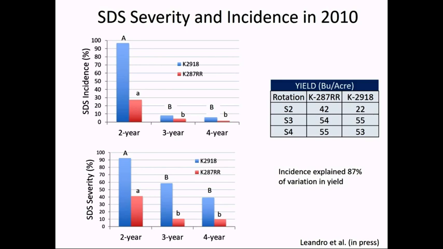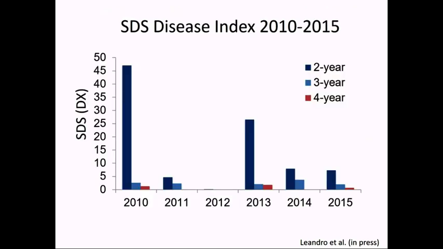So we continued to collect data over the years, and this is a summary of the 6 years of data that we have. And this is disease index, so it's a combination of severity and incidence, and combined for the 2 varieties. But again, we see very similar trends every year. They are significantly different here and here. These 2 years were very dry, so we saw a little bit of SDS, but not enough to really measure differences. But consistently then over the years, we had the same kind of effect.